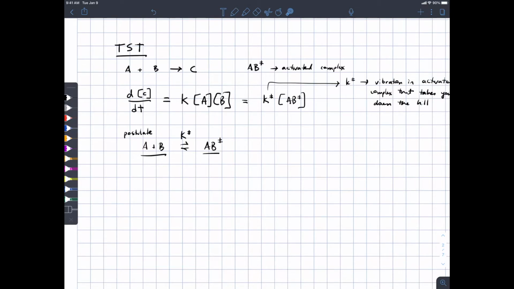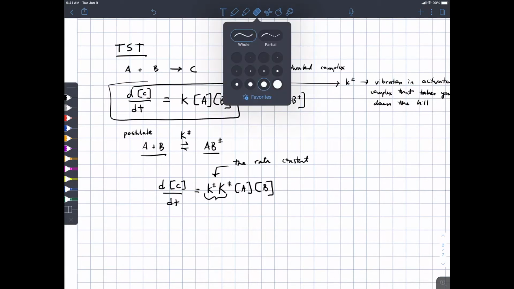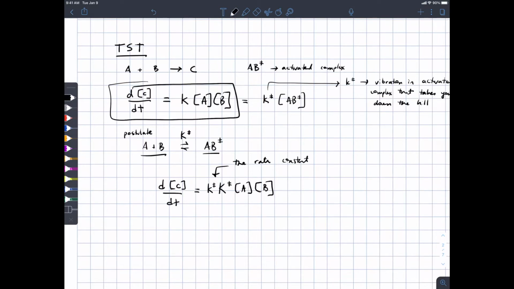So we can now get a sense for what this equation means. The rate of the reaction should therefore depend on the vibrational frequency of the activated complex that goes to products, the equilibrium constant between starting materials and activated complex, and then the concentrations of the two starting materials. So what this tells you is the rate constant has two contributions, right? One of them is related to the vibration in the activated complex that leads to products, and then the other is related to some equilibrium between starting materials and activated complex. Okay.